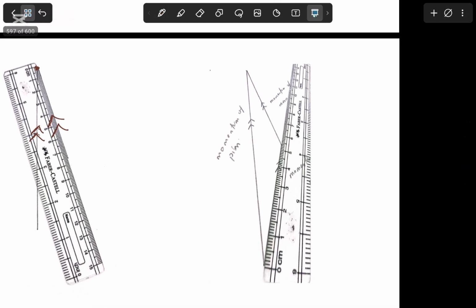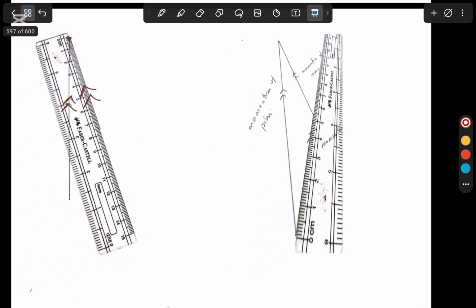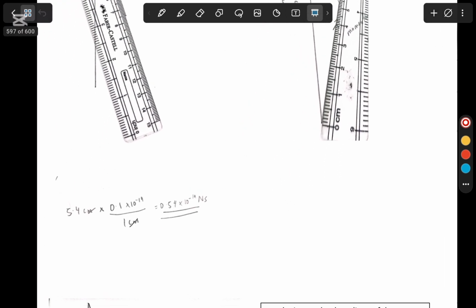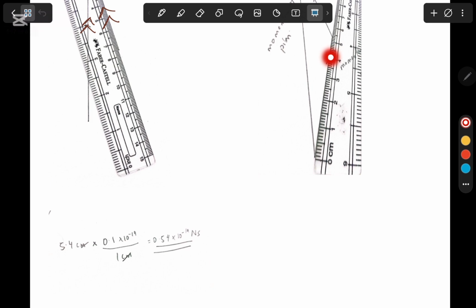Okay, after that, I'm going to join together and I'm going to draw all the arrows properly. I'm going to label each of them as momentum of pion, mu1, and neutrino. If you don't do this, I can't guarantee you will get the marks from the mark scheme. Okay, and I also measure the momentum of the neutrino as well, and I'm getting the same thing that they gave me in the question. I measure 5.4. I change it back. I get 0.54 times 10 to the power of minus 19 Newton second.